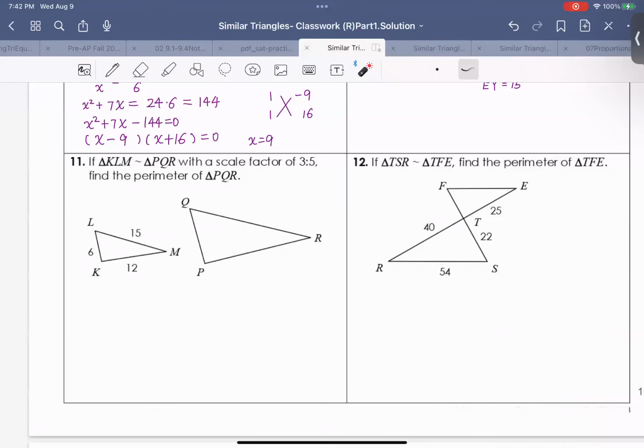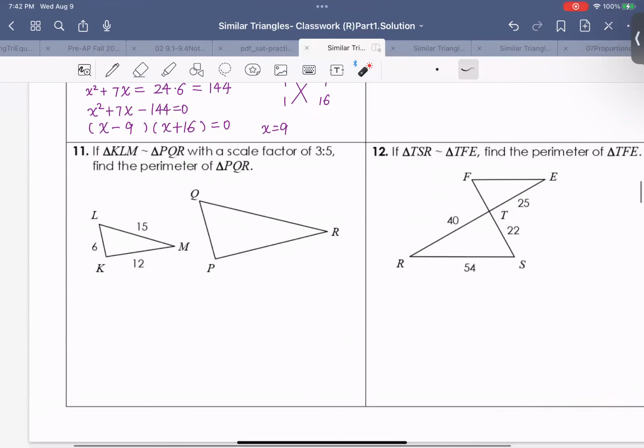Can you help me with 11? Okay, I'm happy that you asked me for help. So you have the scale factor. We can first write down the ratios. You can first say KL over who? KL over PQ, right?